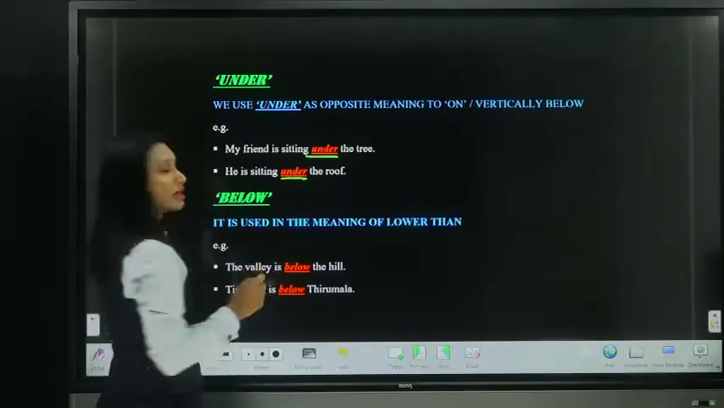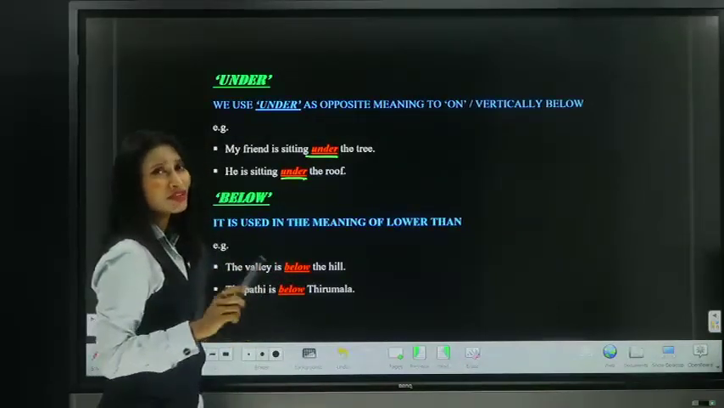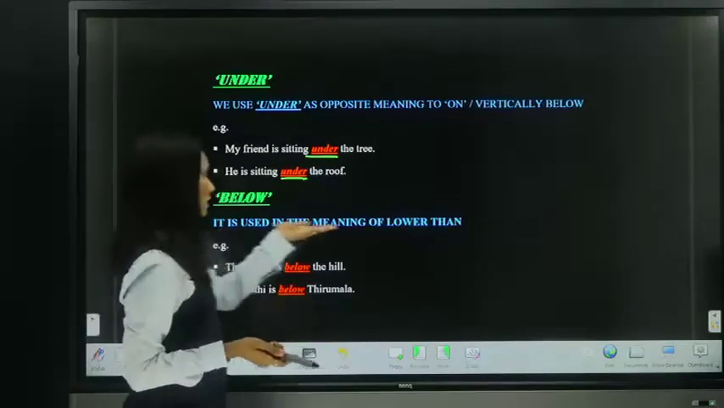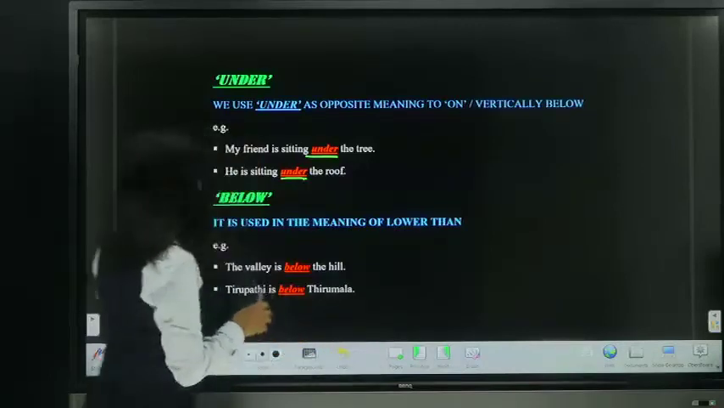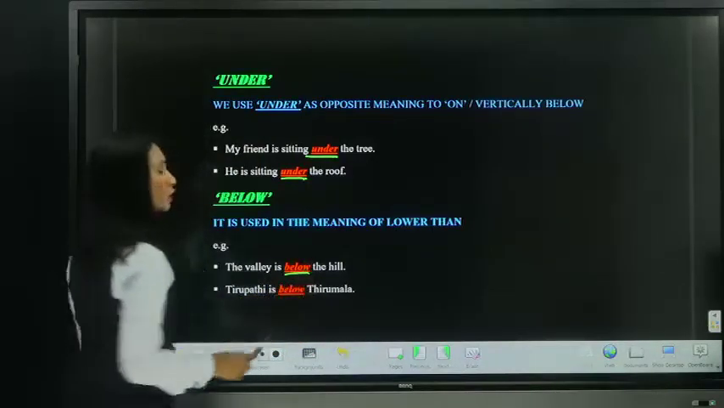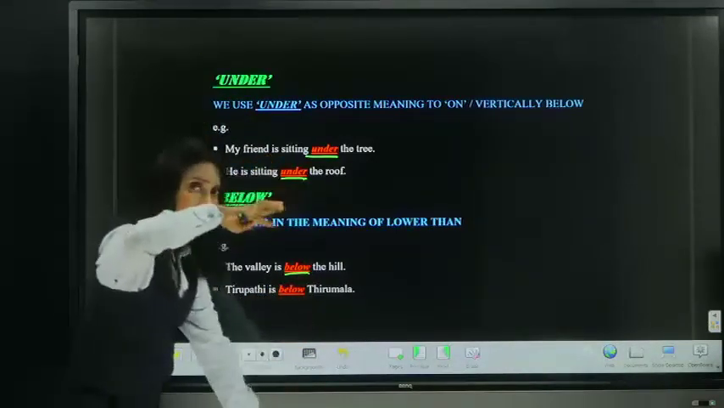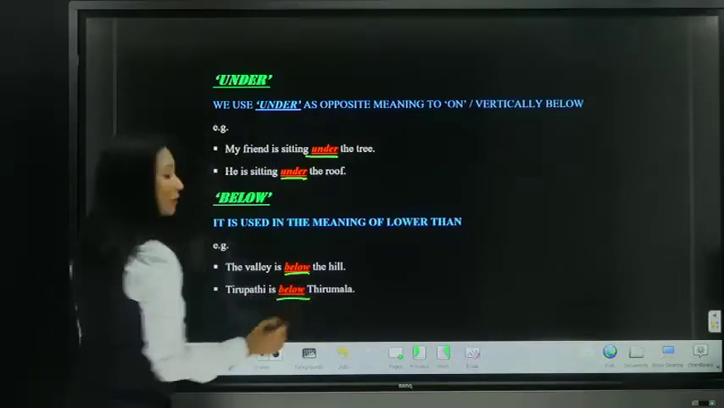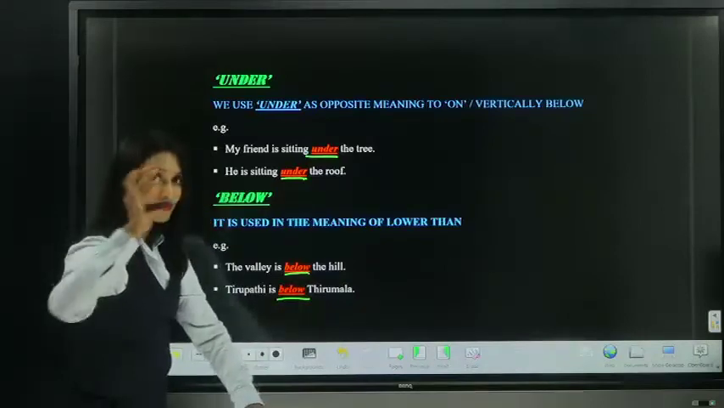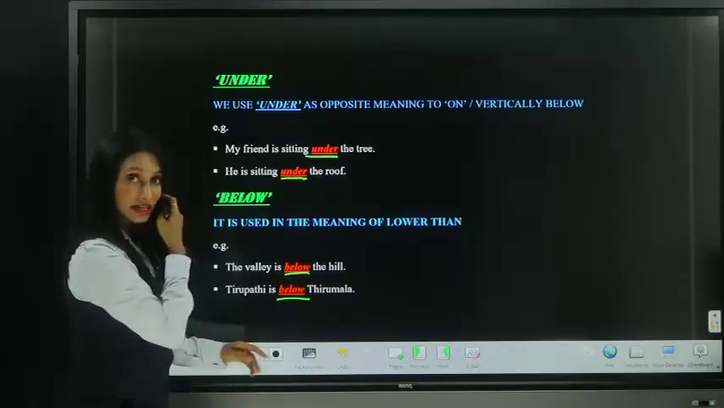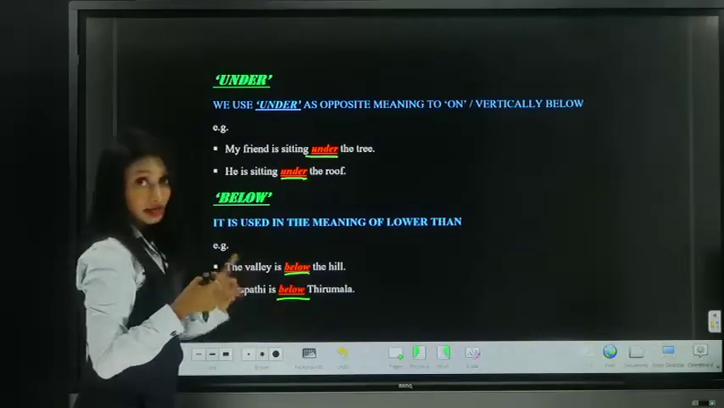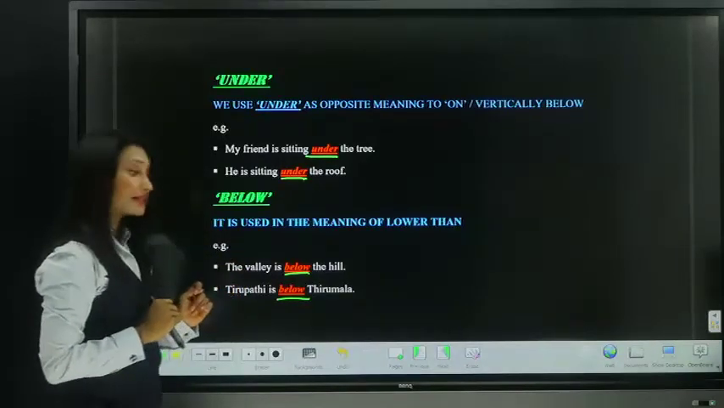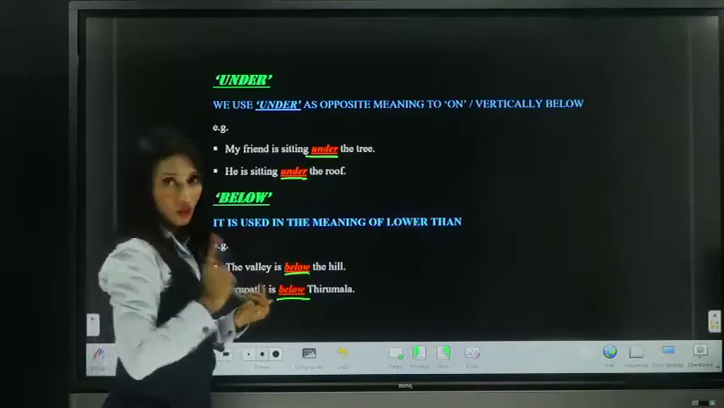Next, below is used only to indicate position, with the meaning of lower than something else. For example, the valley is below the hill, lower than the hill. It doesn't mean that the hill is covering. Tirupati is below Tirumala, lower. It indicates only position. There is no covering. So, under, below. Now let us see above and over.